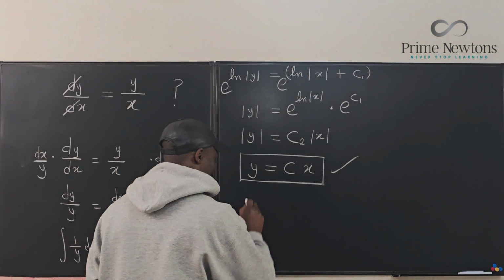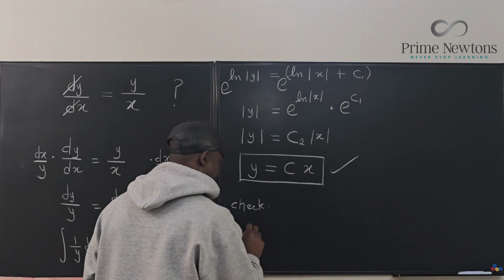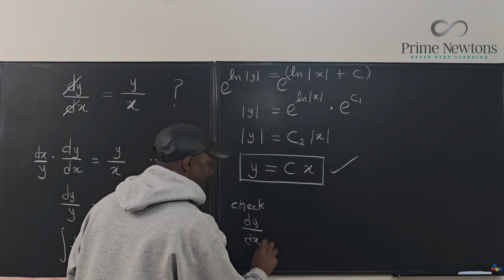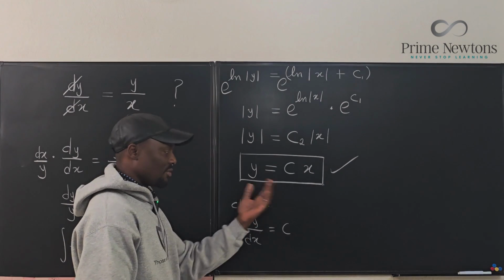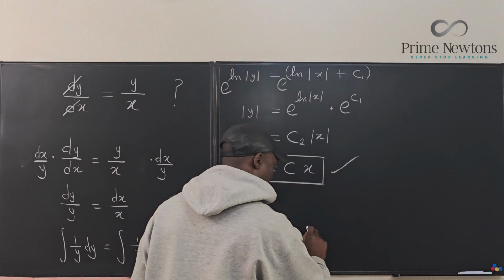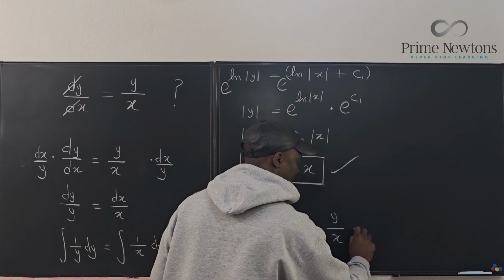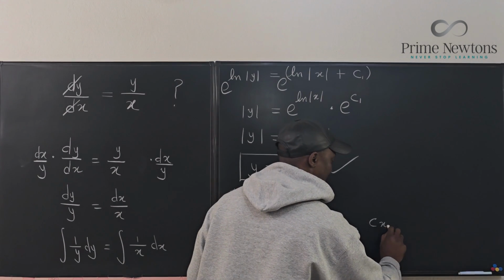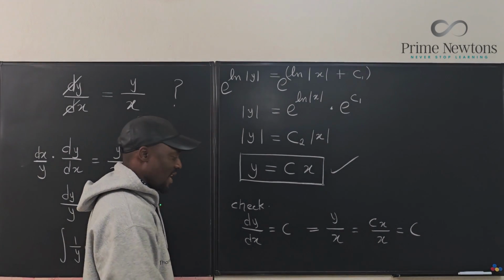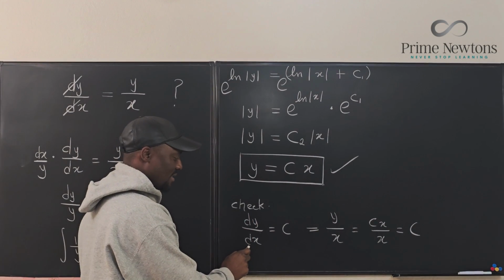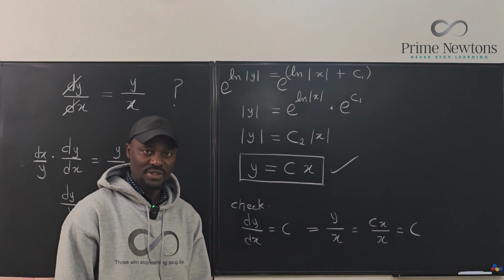Okay, so let's do a check. We have dy dx for this is going to be c. Right? Just differentiate. You get the constant, which is the same thing as y over x, because y is cx over x, which is also c. So you see that if the student says dy dx, cancel the d's, you'll end up with this, which gives you the same answer as taking the derivative.